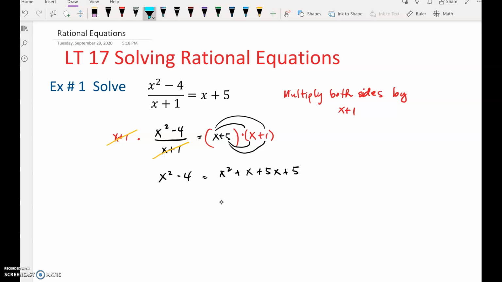Then I will combine these middle terms, so this would actually be just equal to x squared plus 6x plus 5, and that's what I'm going to be using for my x squared minus 4 equal to that expression. So I'll get x squared plus 6x plus 5.